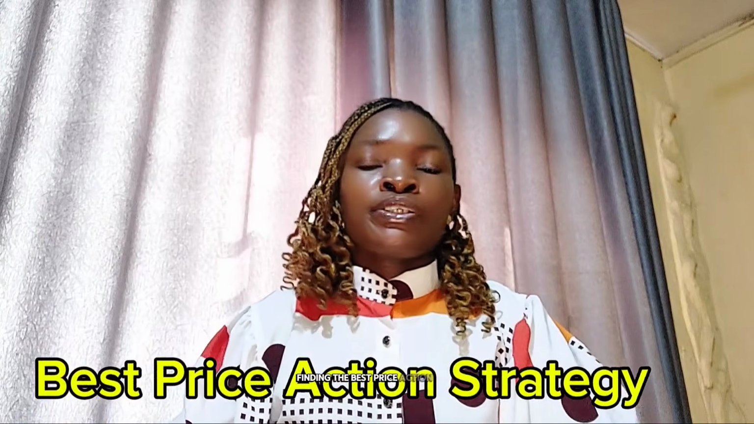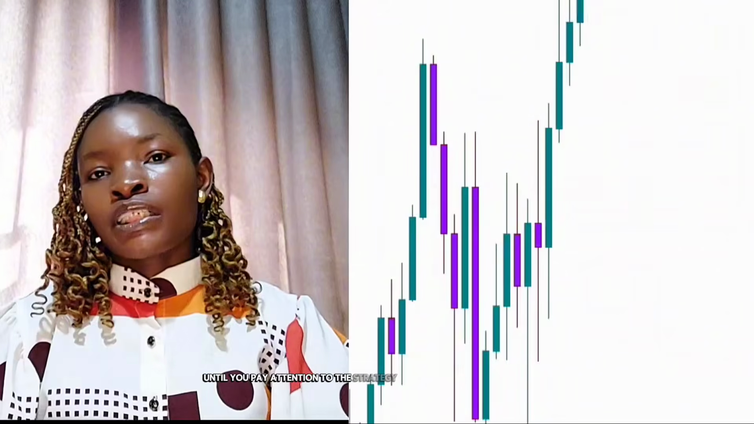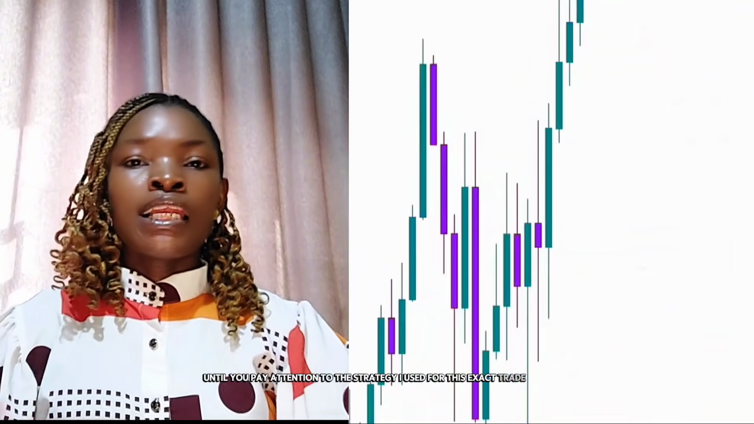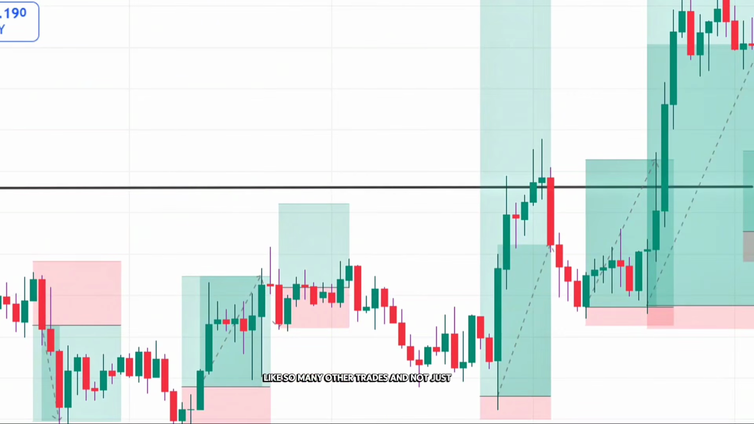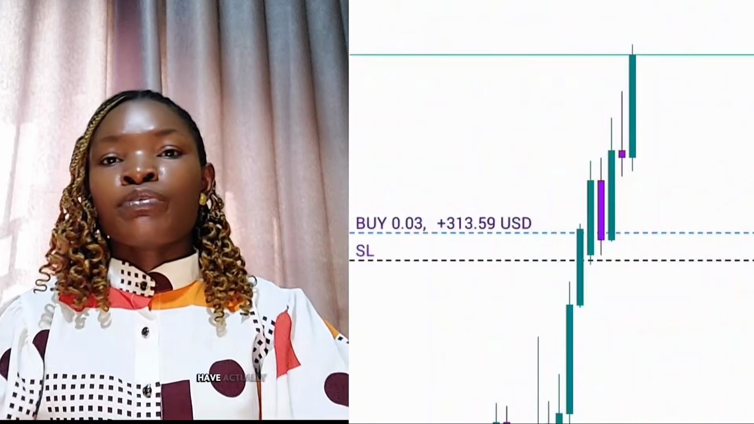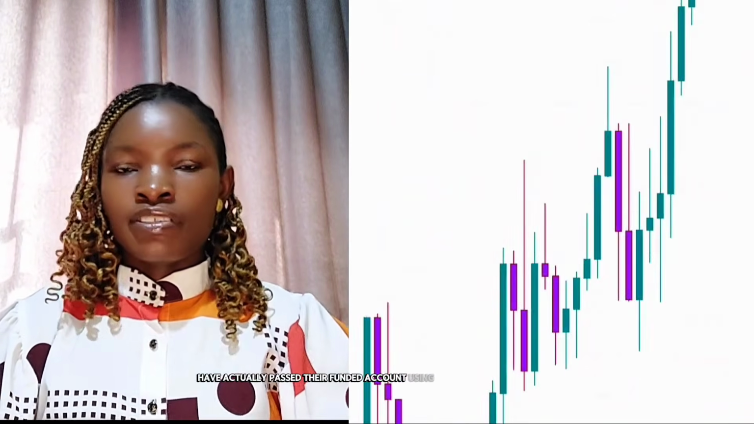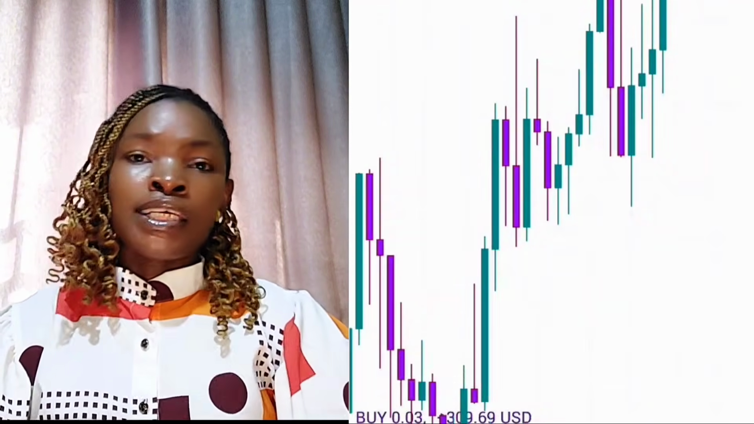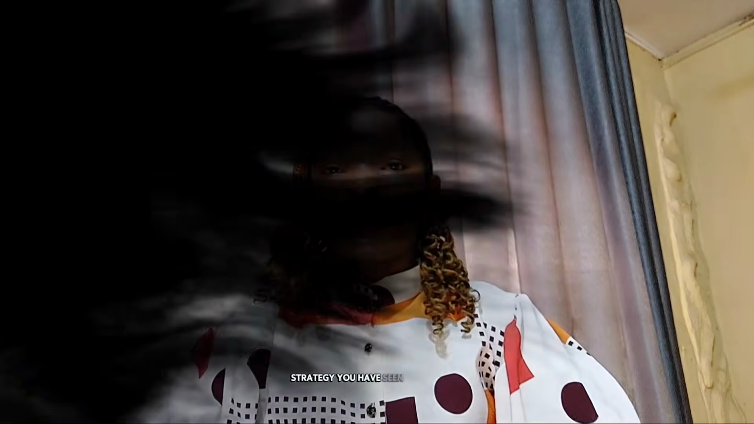Finding the best price action trading strategy this year might appear difficult until you pay attention to the strategy I use for this exact trade. Like so many other trades, and not just me, but several of my mentees have actually passed their funded account using this exact strategy. This is the best price action trading strategy for year 2026, but I don't want to make such a bold claim. Rather, you see this, and at the end of the video you let me know if this is actually the best price action strategy you have seen or not.